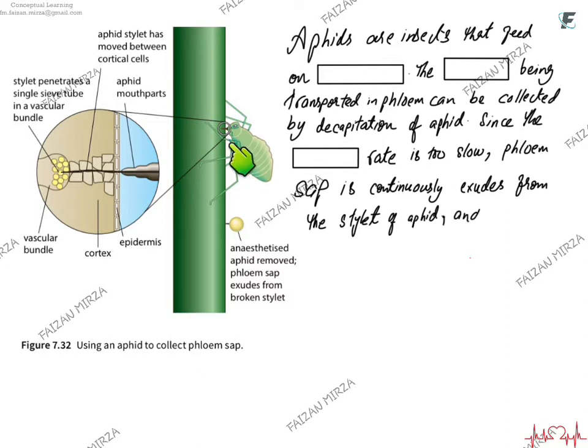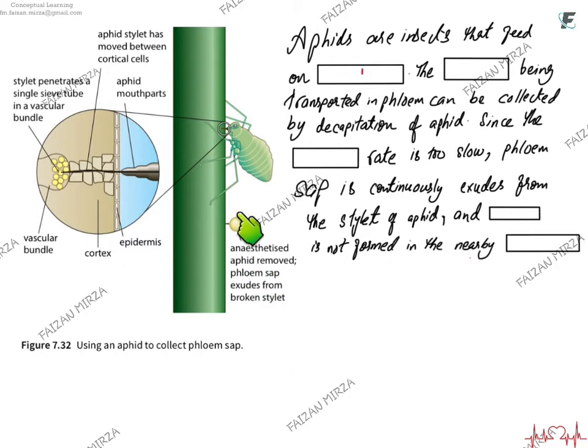So you can provide this aphid with anesthesia, and after giving anesthesia, the aphid can be removed. Phloem sap still exudes from the broken stylet. You provide anesthesia to make sure that you do this as humanely as possible. Okay, so why do it? That's another question. So yes, why do you do this?